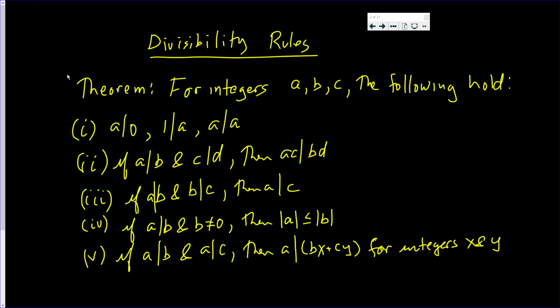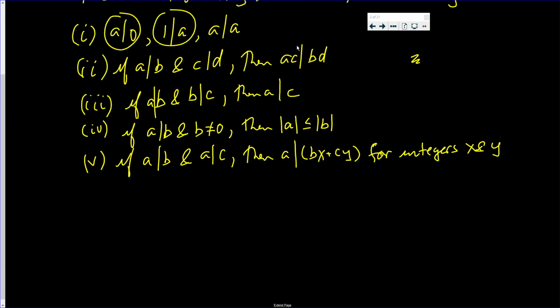In this video, we're going to prove some divisibility rules. They all start off with, for integers a, b, and c, the following rules hold. First one: a always divides 0, 1 always divides a, and a divides a.